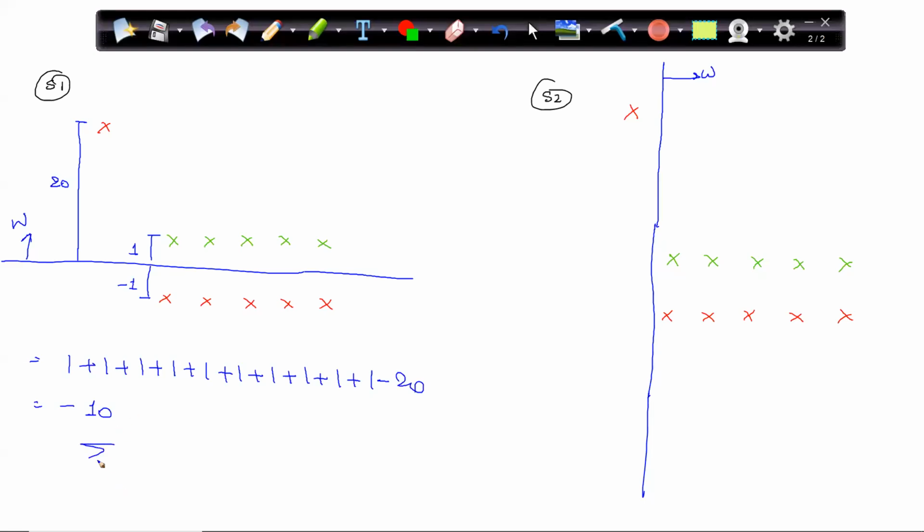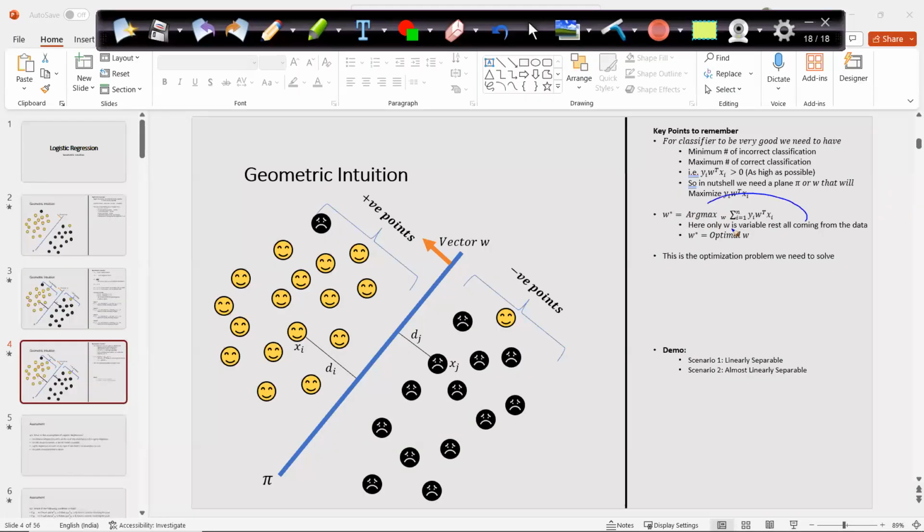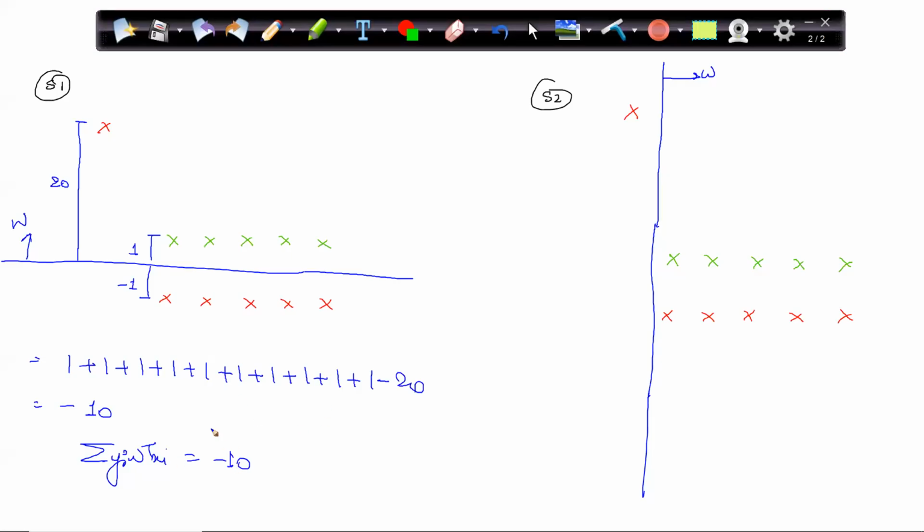That means the summation of yi w transpose xi is coming out to be minus 10. And what was my intention? My intention was to maximize this guy. But here I am getting a very high negative number. I'm not able to maximize that. And why is that happening? Because of this guy, which is nothing but your outlier.